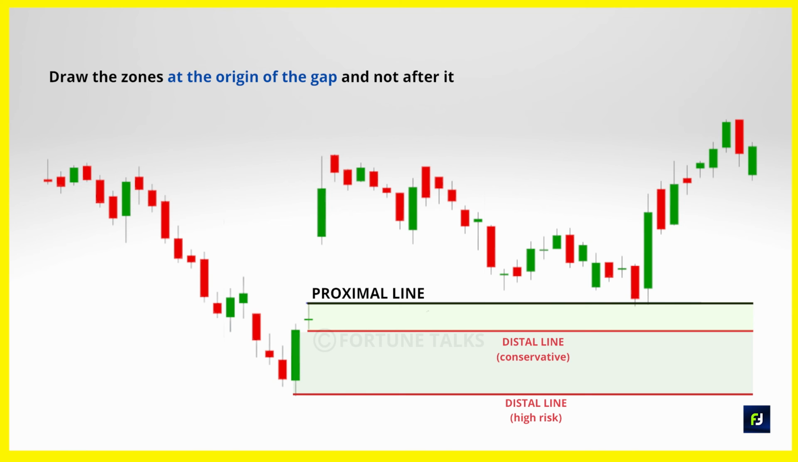Now when I talk about gaps, they are actually strong price action structures. So when it comes to drawing supply and demand zones that have gaps, it is important to know where we need to place our distal and proximal line. Now as a rule of thumb, we always draw our zones at the origin of the gap and not after it. That is, we place the distal and proximal lines at the highs and lows of the previous day's closing prices accordingly.